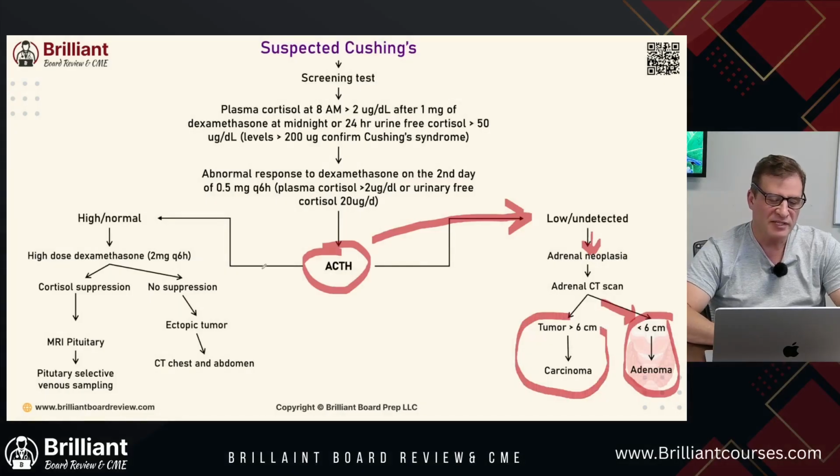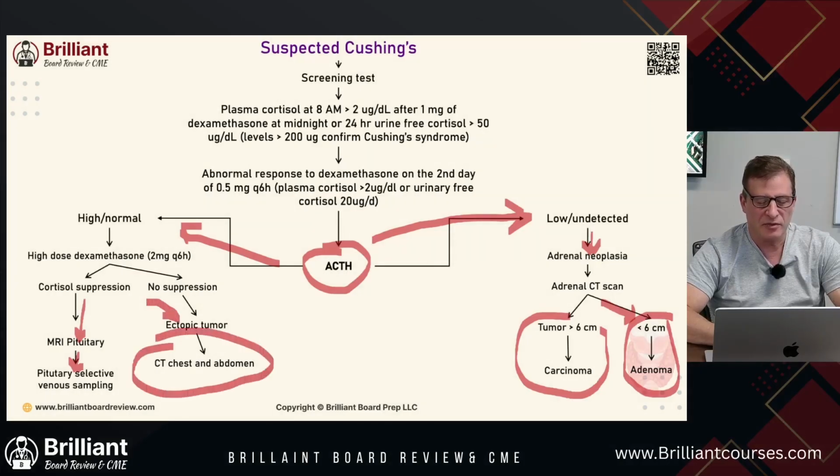Coming over here, say the ACTH is elevated, we can do a high-dose dexamethasone test. If there's cortisol suppression, we would want to do an MRI of the pituitary. We're looking for a pituitary secreting tumor, and then we can look for a venous sample of the pituitary for secretion. If there's no suppression, we worry about an ectopic tumor, and we would do a CT of the chest and abdomen. We'll discuss these more. This is just a brief overview.